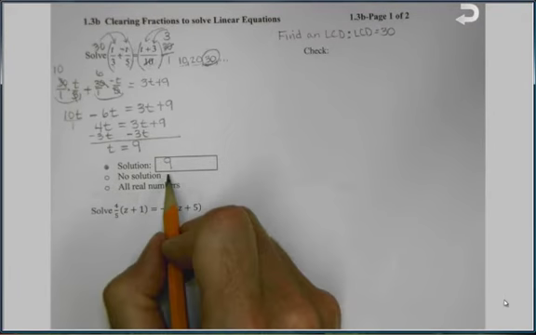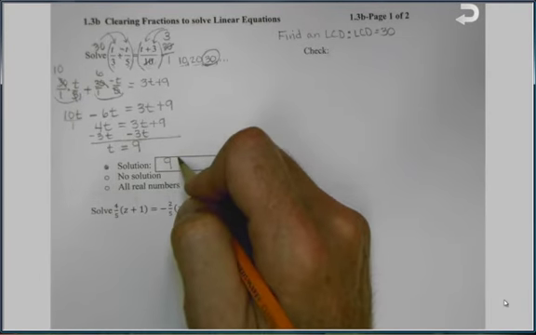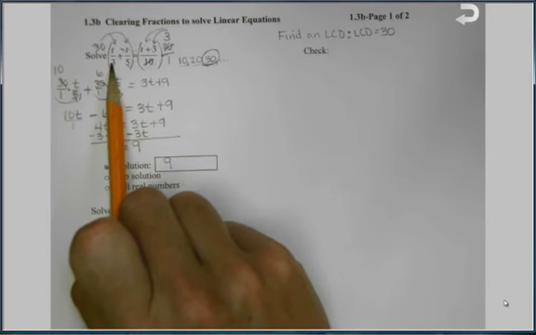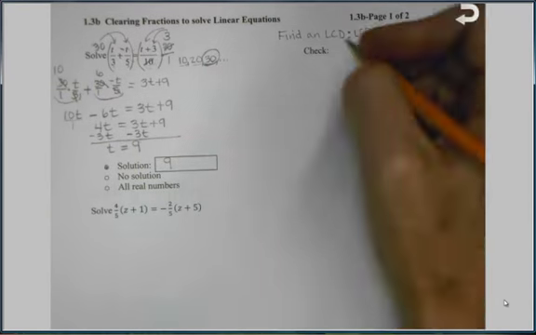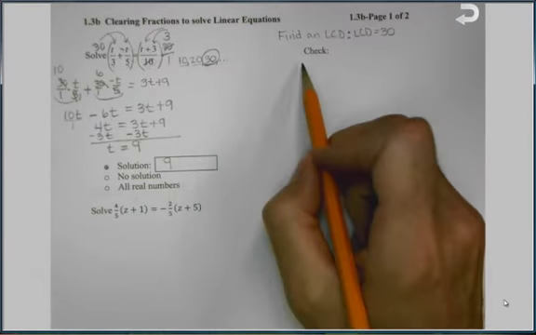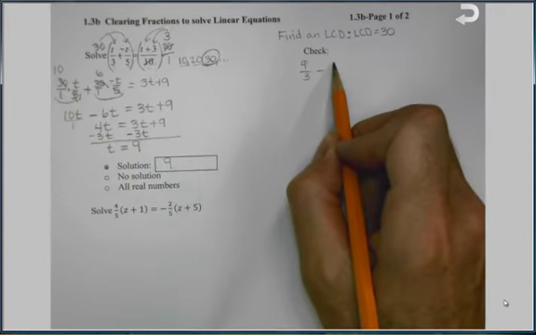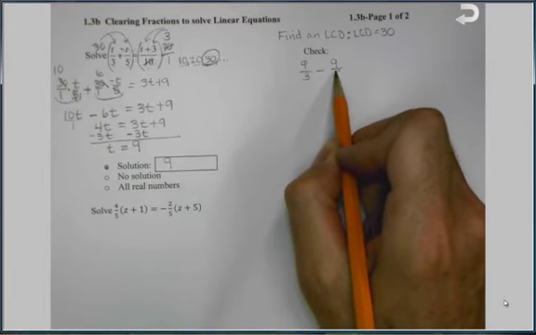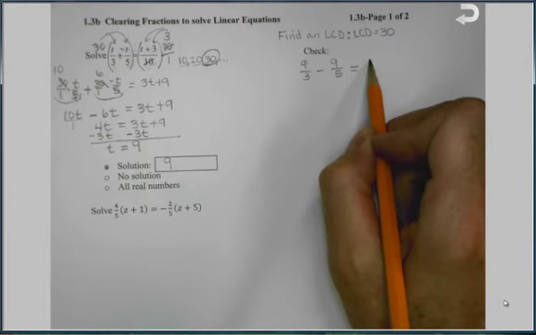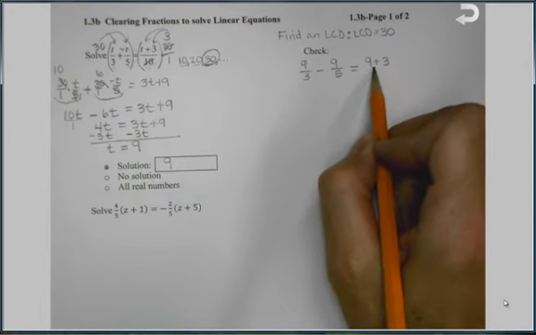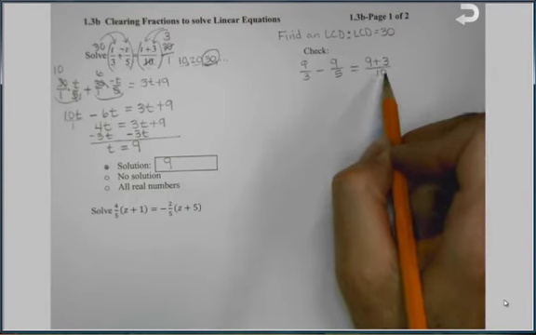To check that, I plug in this 9 that I think is my solution into the original equation everywhere I see a t. So I'm going to have a 9 over 3 minus 9 over 5 equals 9 plus 3 over 10.